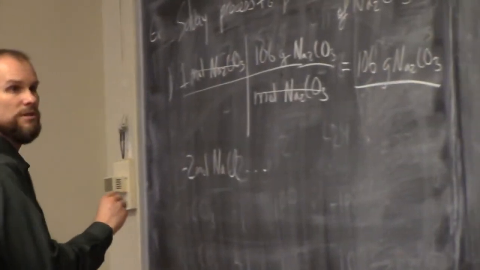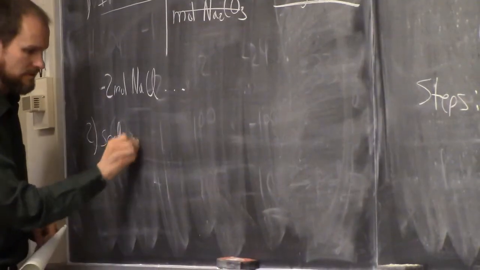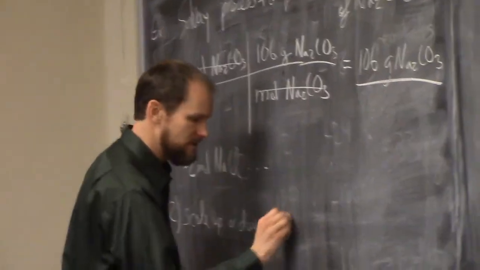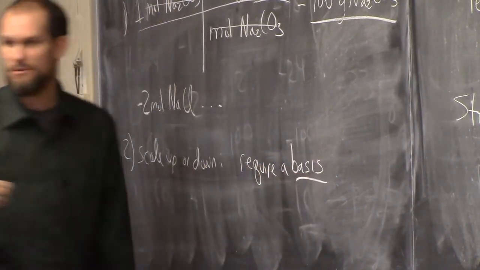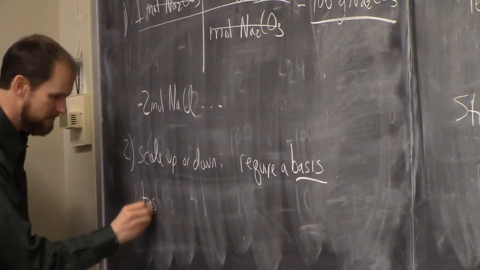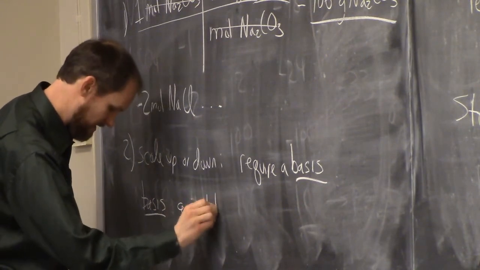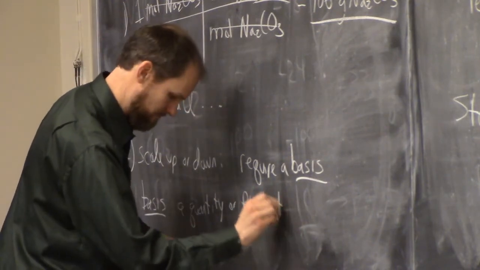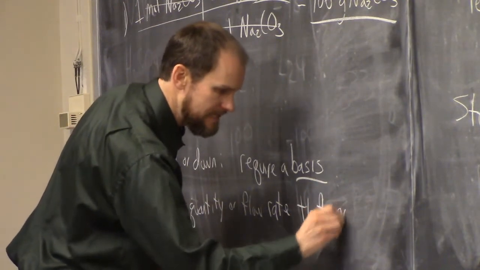Okay, step 2. Scale up or down. For this, we're going to require a basis. I used that word a few times last week. I want to formally define this because we're going to use it all the time. Basis is a quantity or flow rate that indicates the size of the process.